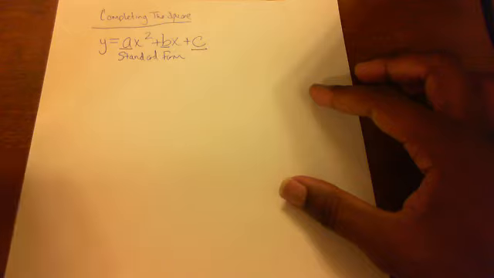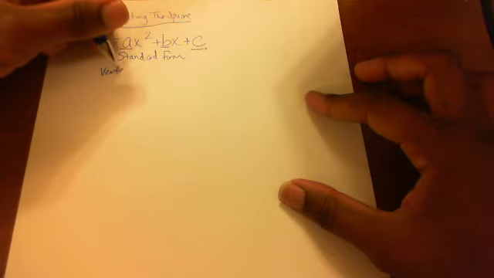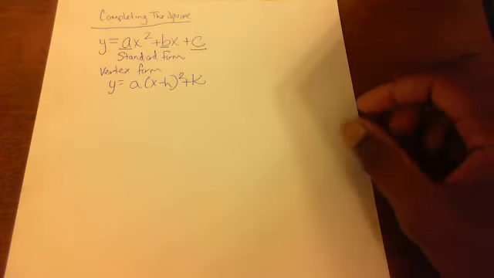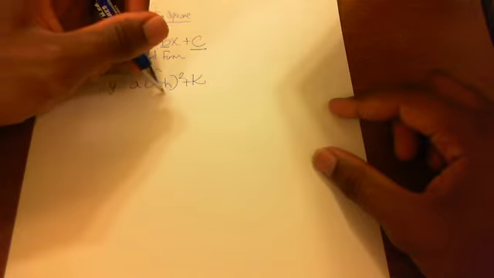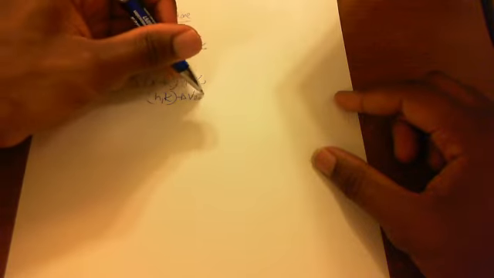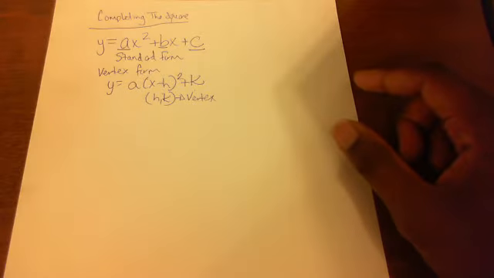Standard form. There's also another form called vertex form. And what the vertex form is, y equals a times x minus h squared plus k. Now, with this situation, the h and k here and here is actually what would be my vertex. So h comma k would be my vertex, and actually you take the opposite symbol of what's inside the parentheses here and use that as your h value of your vertex.